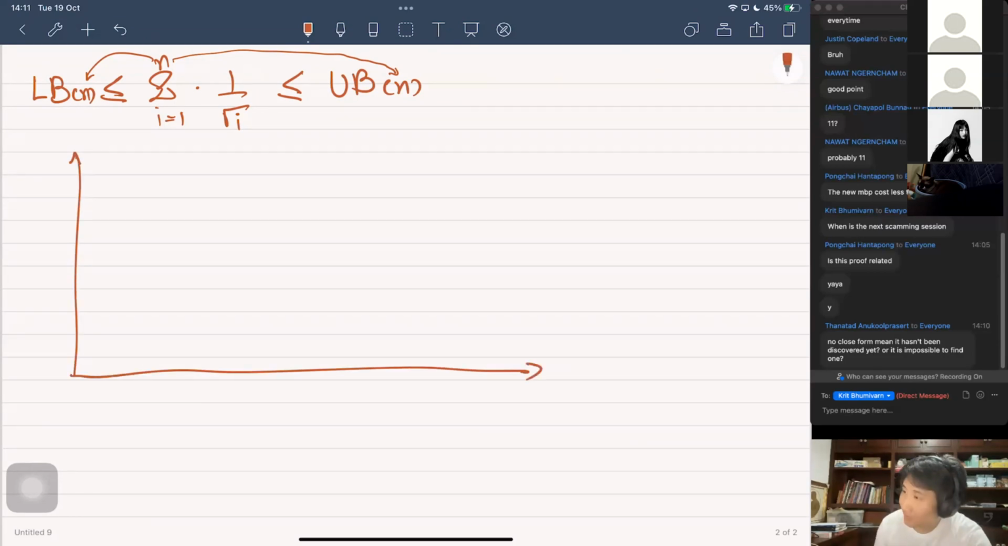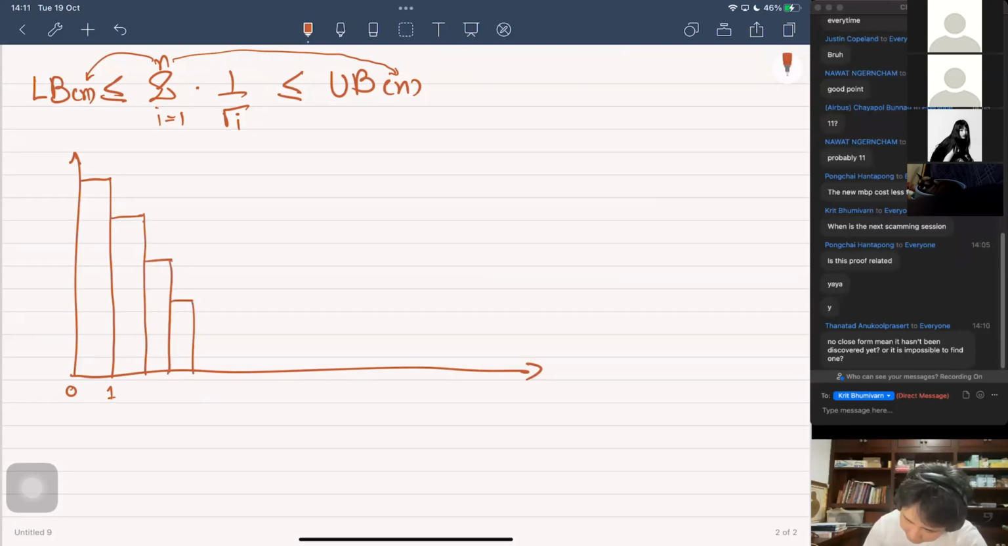Okay. So I'm gonna draw something. This is 0. And let me draw something. This is 1. 1 over square root 2 is less than 1. Okay. So 1, 2, 3. Oops. 2, 3, 4, 5, 6, 7.